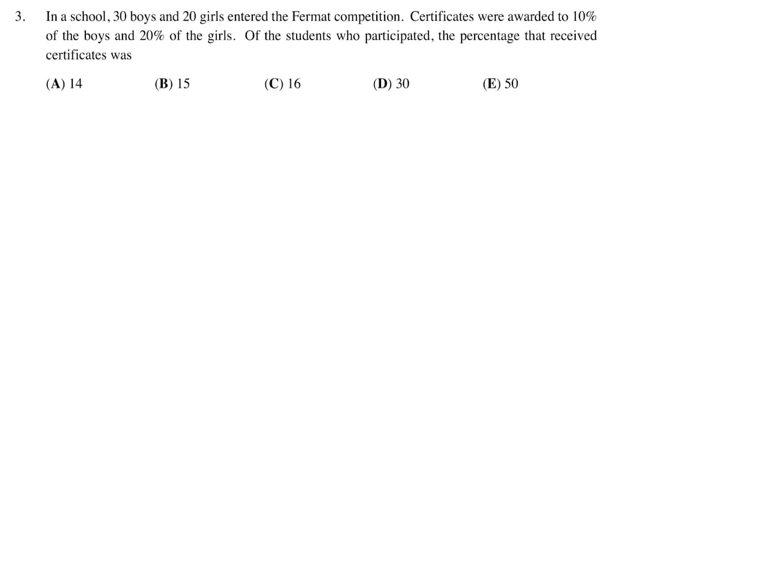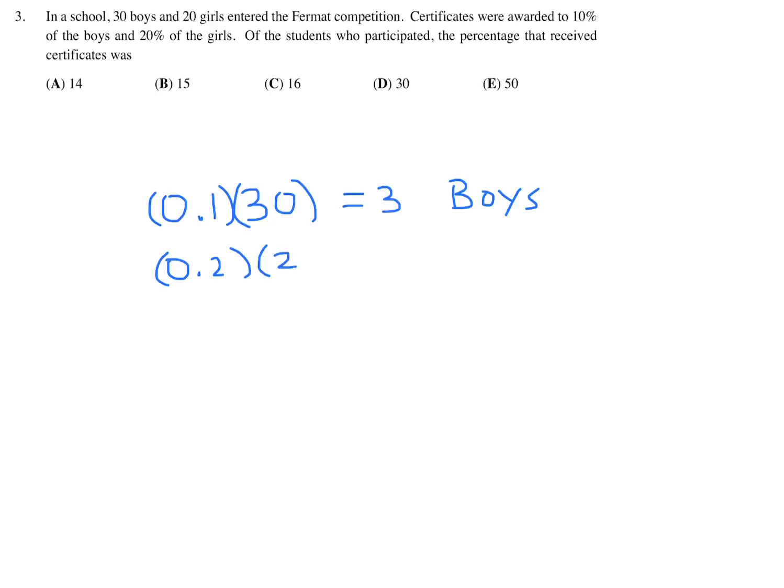In a school, 30 boys and 20 girls entered the Fermat competition. Certificates were awarded to 10% of the boys and 20% of the girls. Of the students who participated, the percentage that received certificates was. So 30 boys, and 10% of them got certificates, so that means 3 boys were awarded certificates. And then 20% of the girls, so 0.2 times 20 girls, and this is 4 girls. So the total is 7 students that were awarded certificates, and they want you to figure out their percentage.